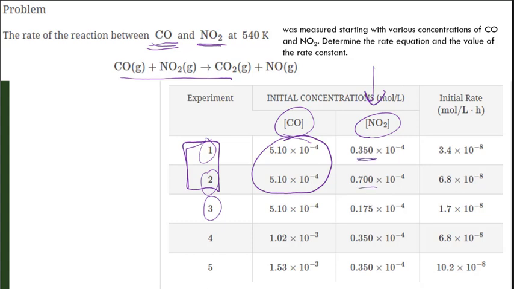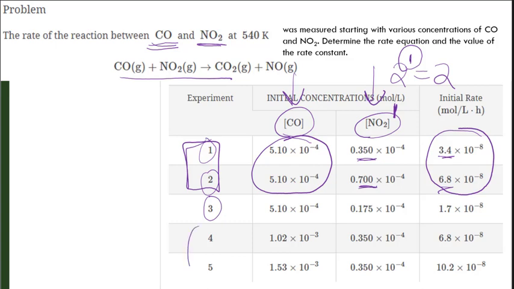I went from 0.35 to 0.7. That doubled. What happened to the rate? When the concentration doubled, 3.4 to 6.8, the rate also doubled. So 2 raised to the 1 power would give me a first order rate for NO2. So I'm going to put a 1 here for a minute. Now let's find the order for carbon monoxide. So we want somewhere where NO2 stays the same. I'm just going to look down here, experiments 4 and 5.